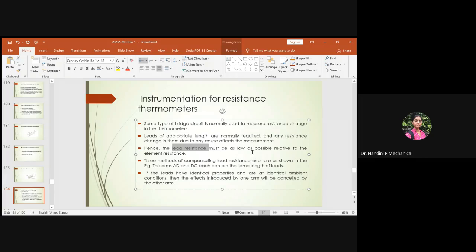The error comes into the picture because you are not connecting the thermometer directly to the bridge. You are connecting the thermometer to the bridge with the help of lead wire. So the lead wire will have some resistance. Due to this resistivity, you will not know the exact resistance of the thermometer measurement in the bridge circuit, because this will show some error due to the resistivity factor. So this error, which is associated with the lead wire, has to be overcome. To overcome this error, we have to use some compensation techniques. There are three methods of compensation techniques.